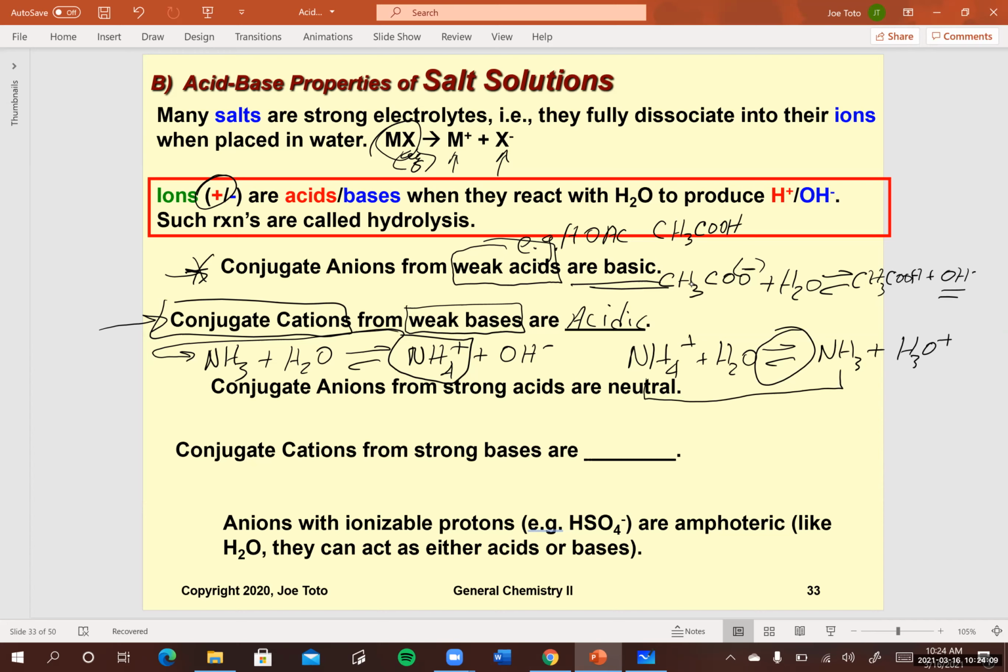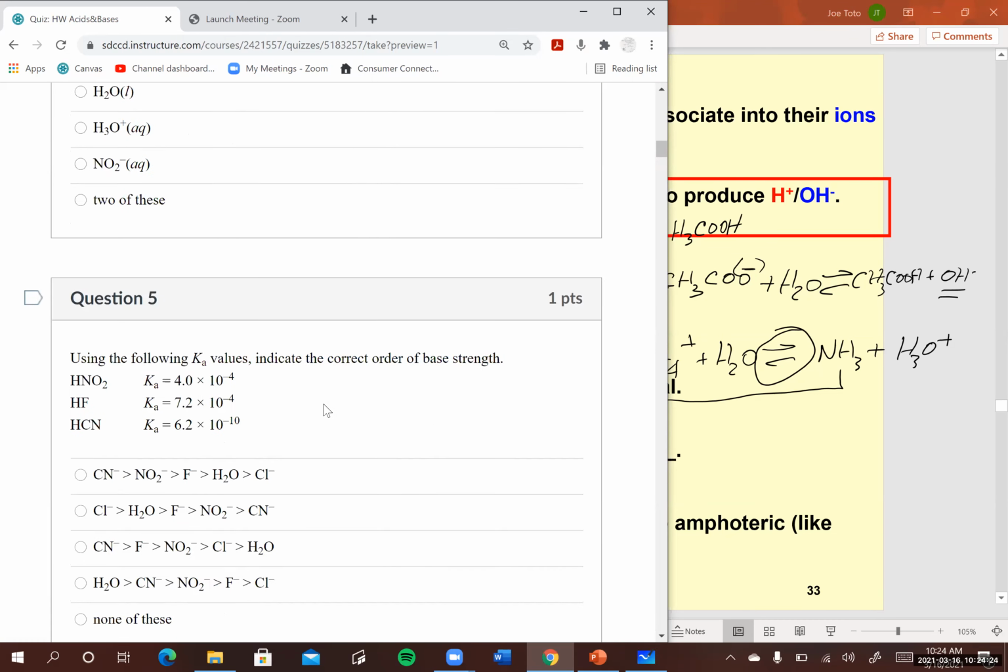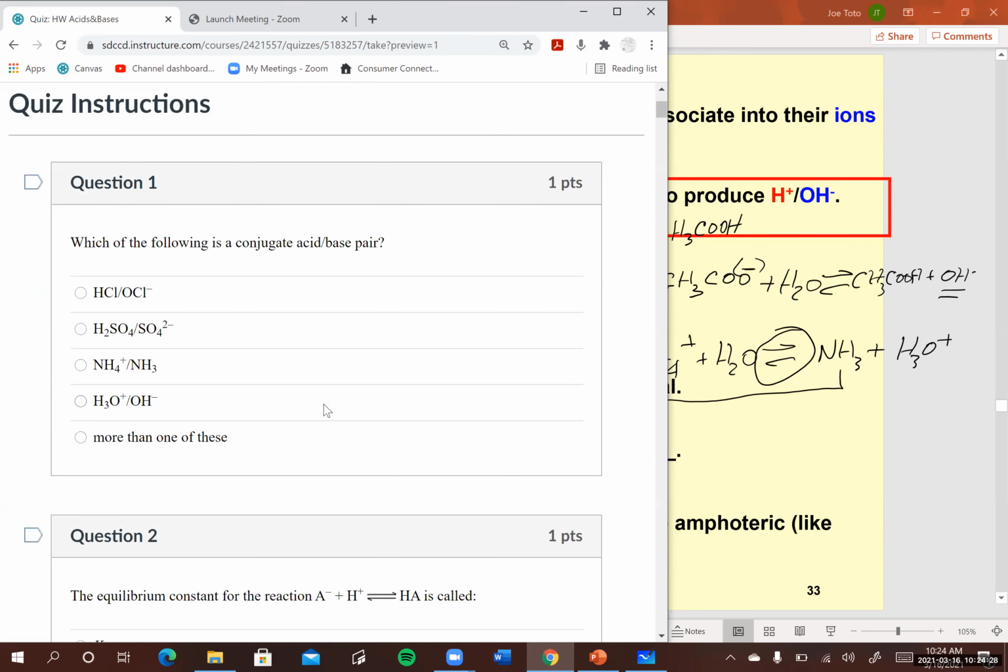I actually had a question regarding this example. It was question 1 on the homework, and I thought that there were 2 examples of conjugate bases and acids. So like, is the NH4 plus and NH3? Oh, is it because there's no minus? It doesn't count. Yeah, let me see.